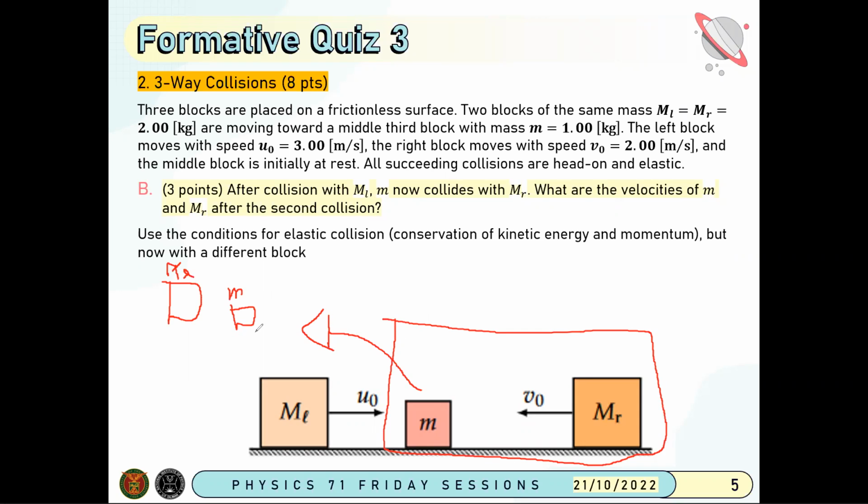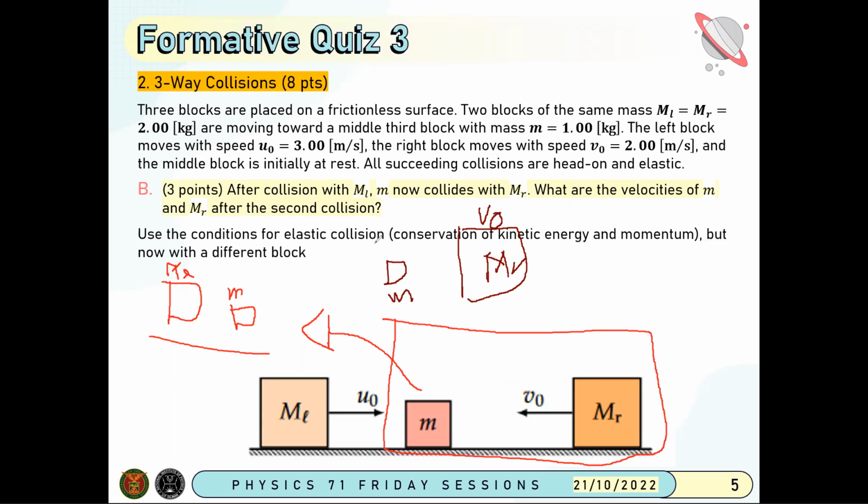Given na nag-collide sila, after nung collision nila, magko-collide si M kay MR. So, initial state natin is yung final state ni M after nung collision. Right? So, yung initial state, lagyan natin dito. Initial state is si M and si MR. Si MR, meron siyang V0.